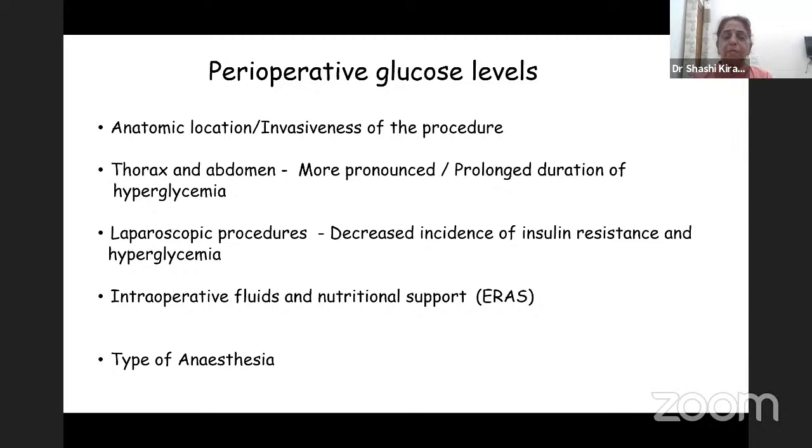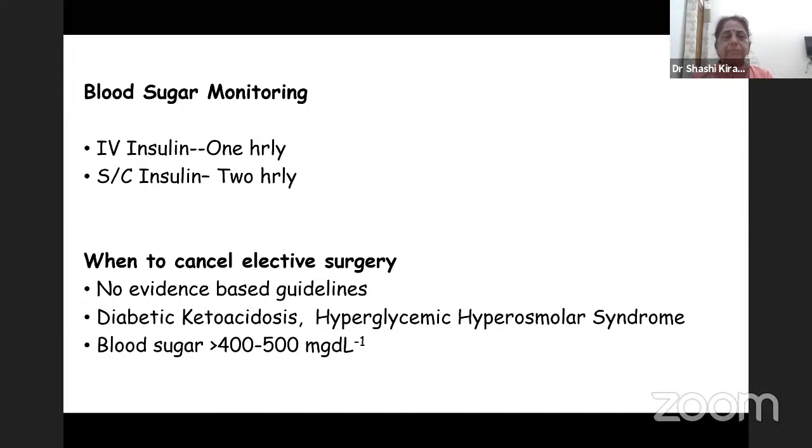And we all know the type of anesthesia matters. General anesthesia is associated with lesser stimulation of the hormones as compared to regional anesthesia. I would like to comment that if patients are preoperatively on IV insulin, I would like to monitor blood sugar levels 1 hourly perioperatively. And if patients are on subcutaneous insulin, then 2 hourly.